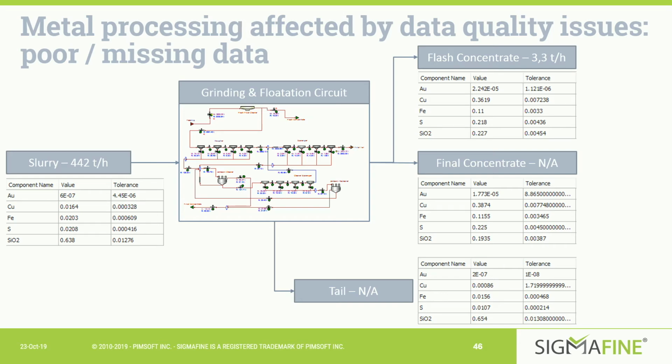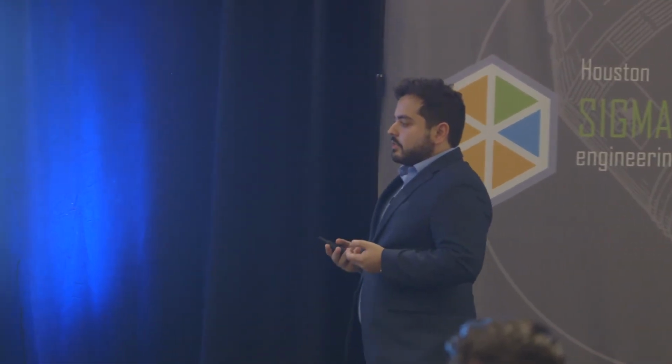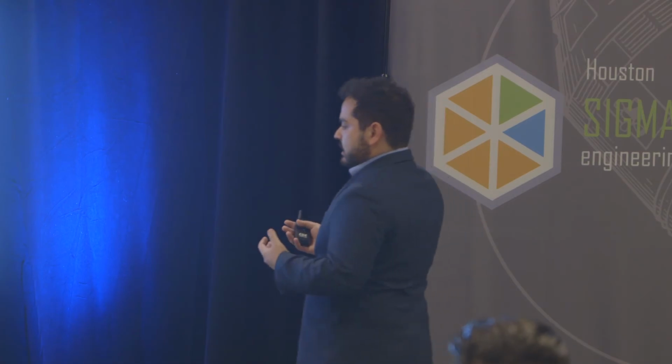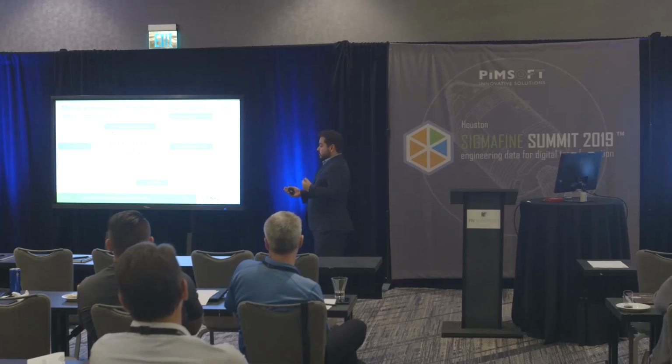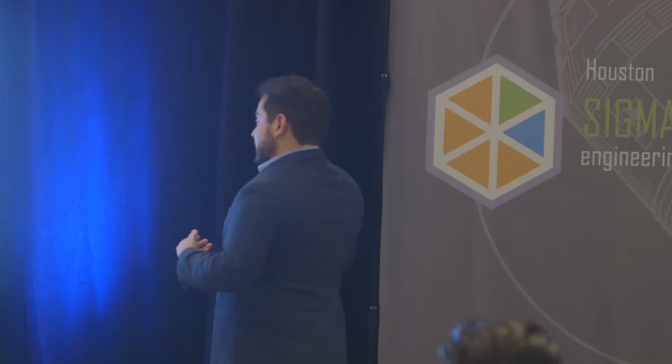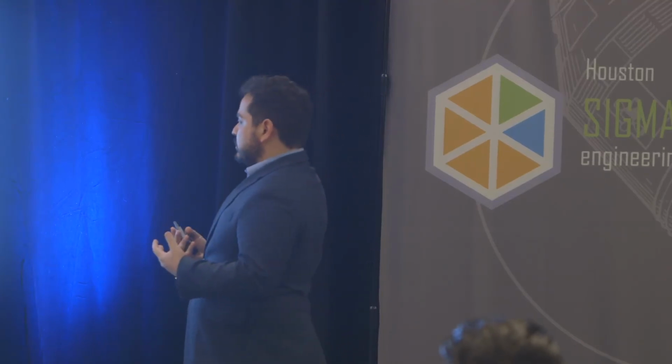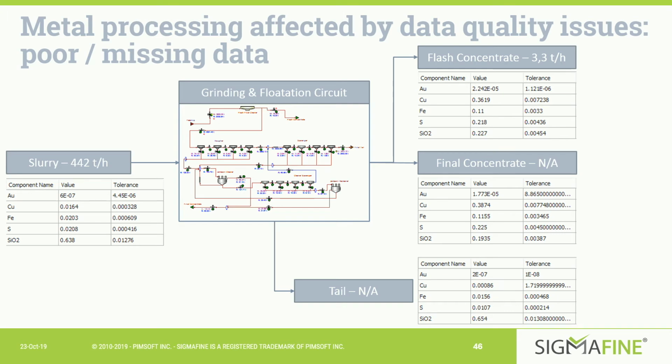The next example we're going to take a look at is a grinding and flotation circuit. So one of the main challenges in this sort of application is the reliability of the measurements. Sometimes you have them, sometimes you don't. Maybe they're not so reliable. So Sigmafine is able to take in the inputs that we do have, whether they be flows or information from the analyzers, and take this all in as inputs and give us a clearer picture of the different compositions in different parts of the model.